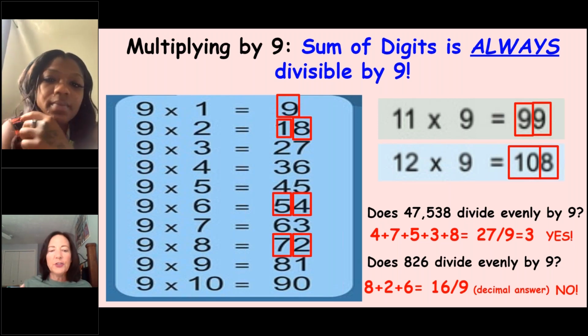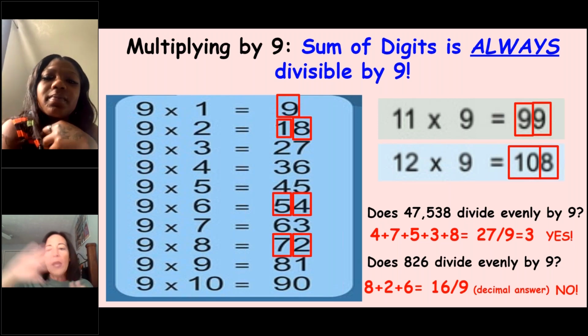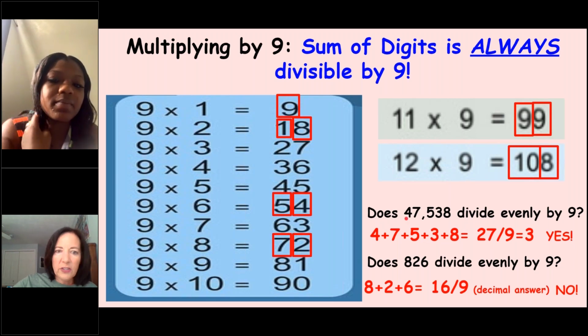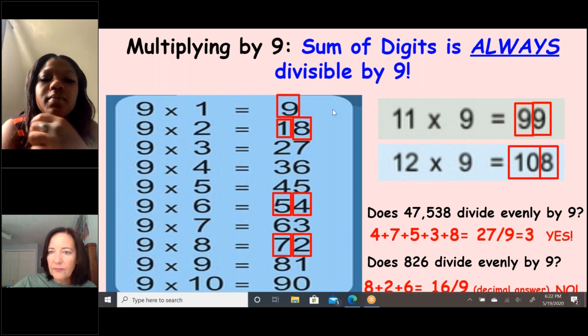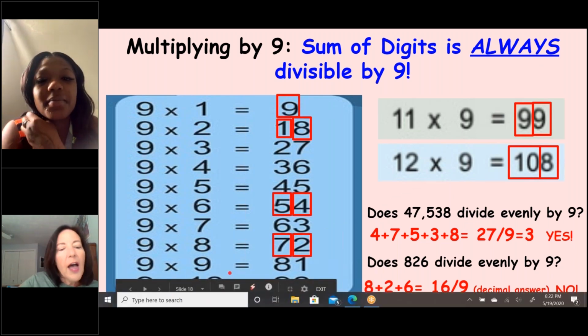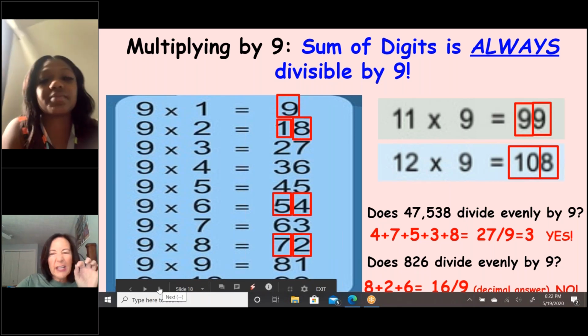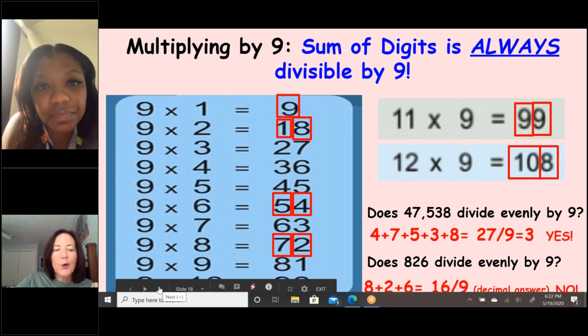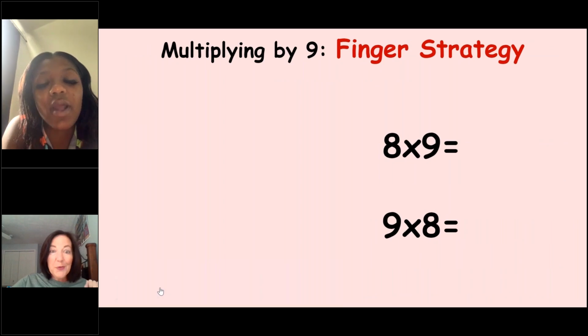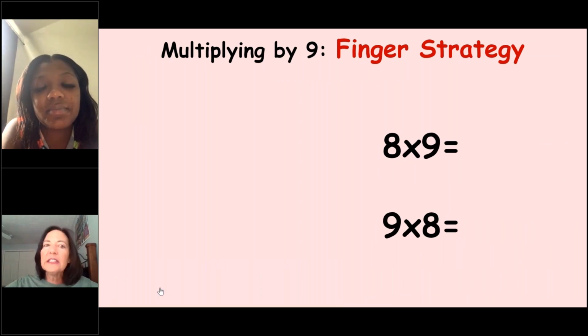So that's a little trick that you can use way beyond just learning your multiplication facts. And we'll come to some more that are similar. Unfortunately, that doesn't work for all of them. I wish. Now here's a trick that I really like.